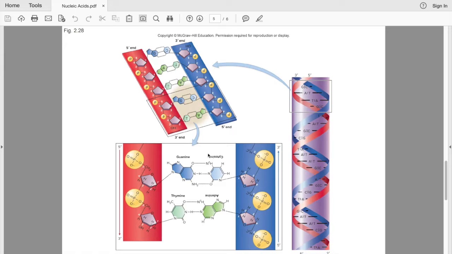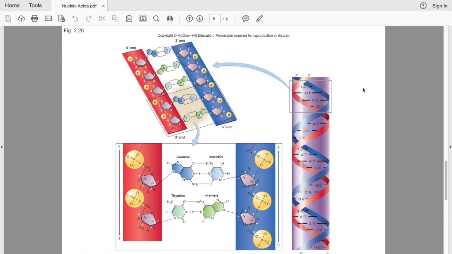Let's start over here on the right. This is the double helix. We've got two strands of DNA running parallel to each other, or what we call anti-parallel, because one of them is going from a 5' end to a 3' end, and the other is going 3' at the top to 5' at the bottom. They run anti-parallel, kind of like a highway, where the traffic goes in opposite directions depending on whether you're heading north or south.